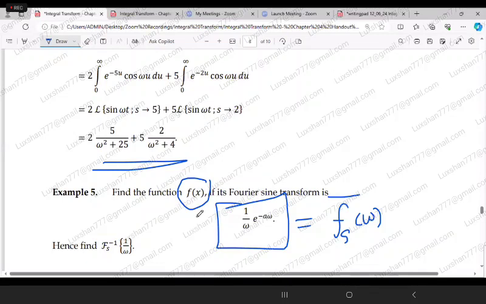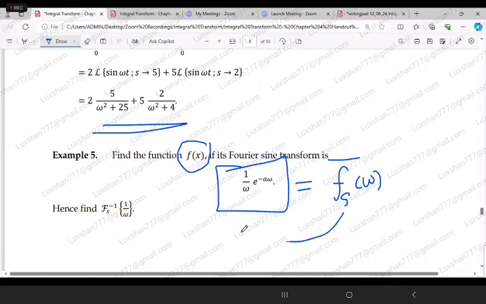Okay, you know, we want to find f(x). So using this one, we want to find f(x). So what is that actually? Finding f(x) from this one, what is that? What we want to find? Can you tell me in words? Yeah, we want to find the inverse Fourier transform. Okay, inverse Fourier transform.